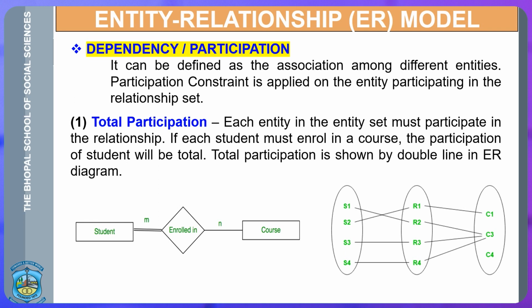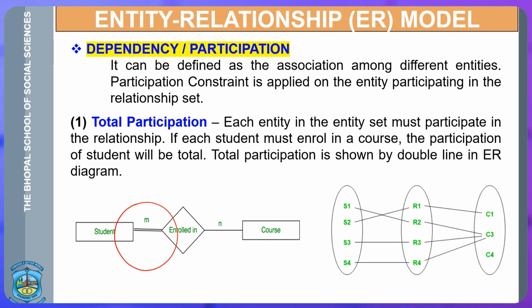For example, we have students and we have courses. If each student is enrolled in some course, the participation is called total. For total participation, we represent it with a double line. Like in this diagram, we have a double line showing that all the students are enrolled in some course, not in one course, but maybe another. There is no student left.